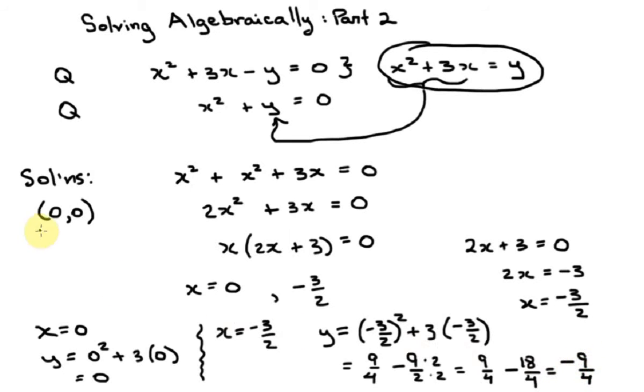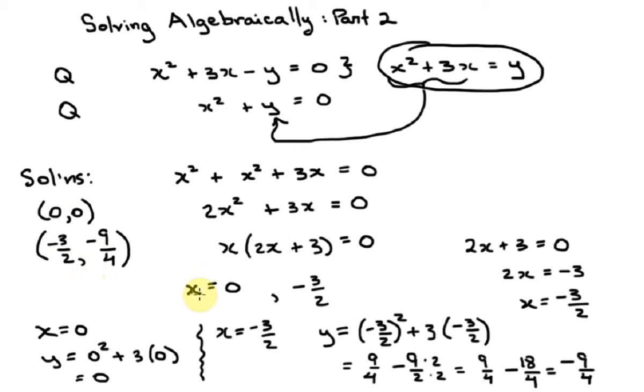So here's my other solution, and that is x was negative 3 halves, and the y value turned out to be negative 9/4. All right. So it looks very much like we've got these two points of intersection, but how can I be absolutely certain?